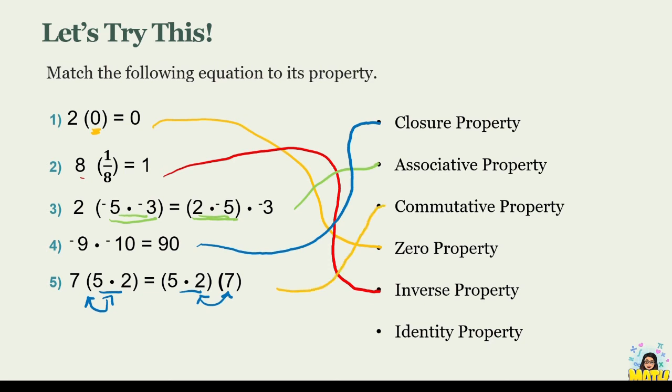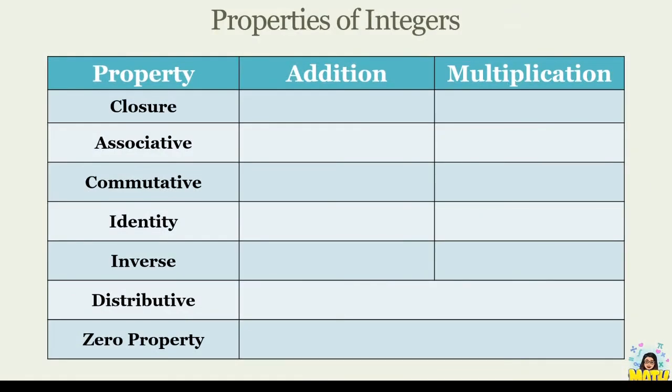So, meron tayong kulang na identity property. But anyway, pag sinabi nating identity, any number, let's say for example, 100, multiply to 1. So that the answer will be the number itself. So that's for identity property. Okay, so let's summarize the lesson. We have discussed the properties of integers, particularly in addition and multiplication.